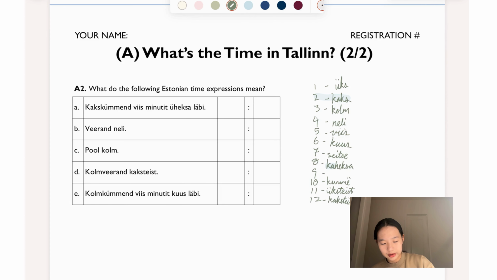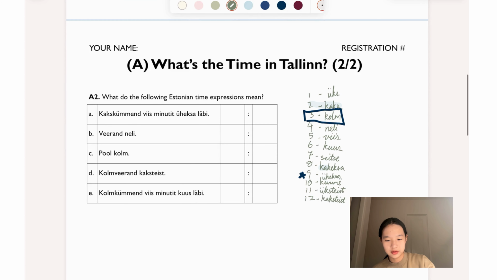So maybe 9 would be 10 minus 1, so that might be uk... Not writing that correctly. Uksetsa. Although I think that I'm going to keep 3 and 9 starred as unsure, because I think we might need more information to back that up.